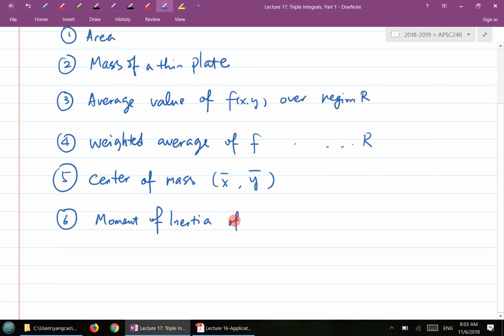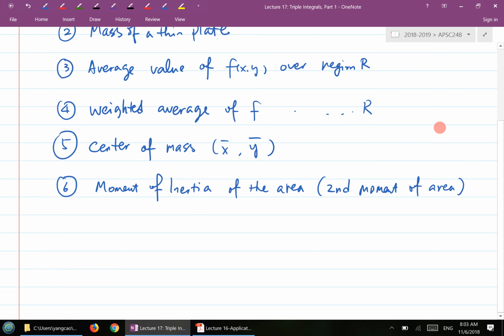In this particular case, because it's a thin plate or area we're looking at, we're talking about the moment of inertia not of a 3D object, but of an area, or cross section. So this is the moment of inertia of the area, and more precisely, this is also called the second moment of area. Now, we'll look at a couple of examples for this last application today.